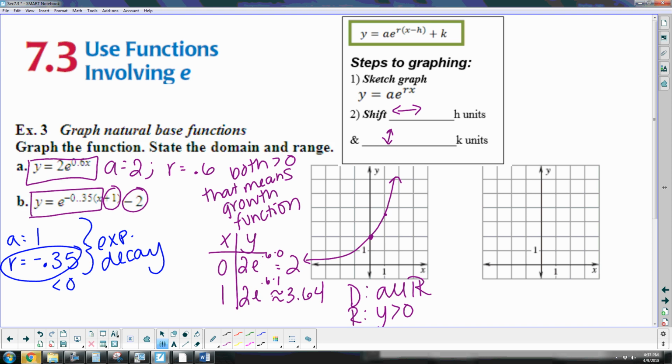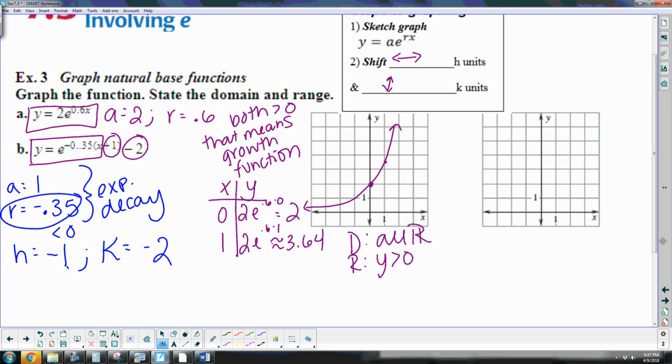Now next, we're going to look at the h and k value. So the h value in this case is -1 because we have x plus 1, which is the same as x minus -1. And our k value is -2 because we're adding -2 to that function. Okay, so that means that we're going to shift our graph 1 unit to the left and 2 units down. But first we need to actually graph that first function, y equals a times e to the rx.